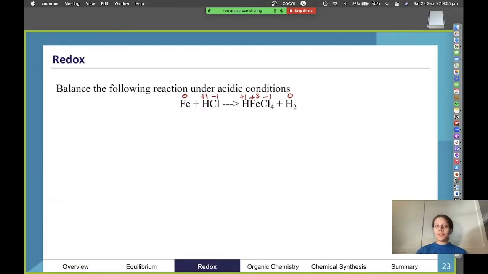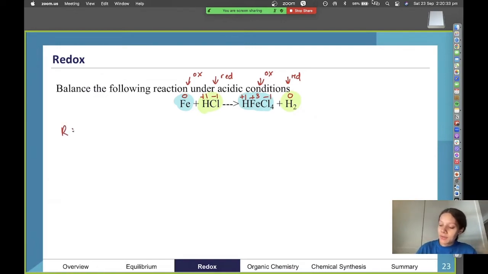So now we're going to figure out which one's oxidizing, which one is reducing. For our iron, that's going from 0 to +3. That's an increase in oxidation number, so that's going to be oxidizing. And then for reducing, our hydrogen is actually going from +1 to 0, left to right. So that's our other side. Okay, cool. So that's our half equations, and now we're going to go and balance those.